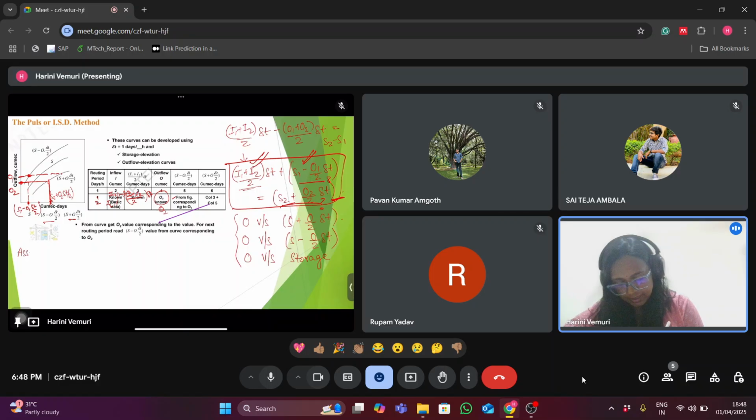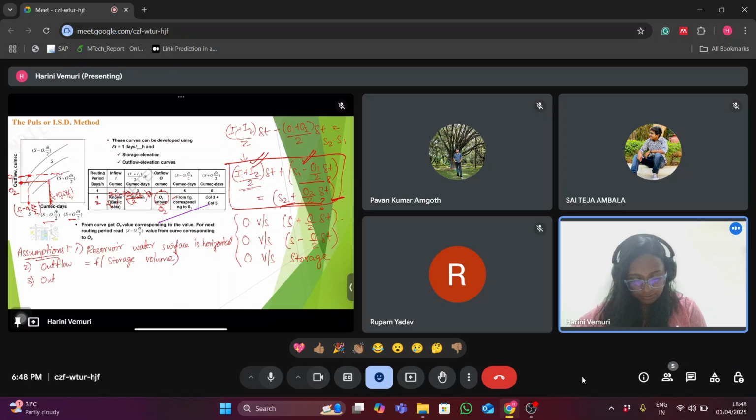There are some assumptions related to this method, which we are considering. The first is that the reservoir water surface is horizontal, and the second one is that outflow is a unique function of the storage volume only. And the third one is that outflow rate varies linearly with time.